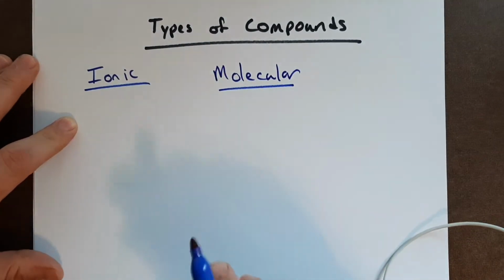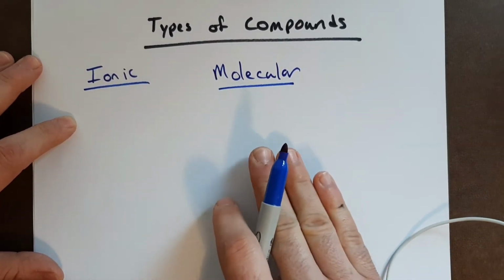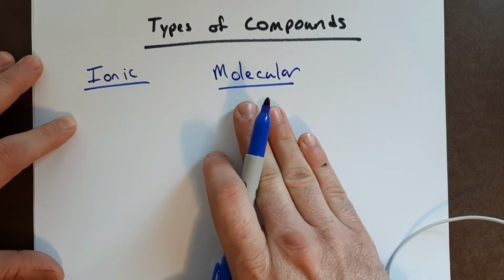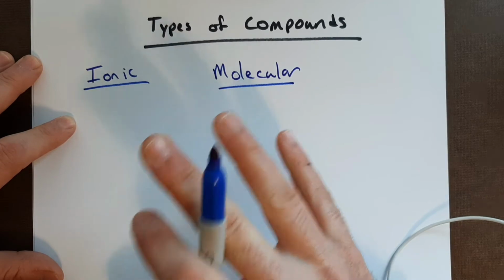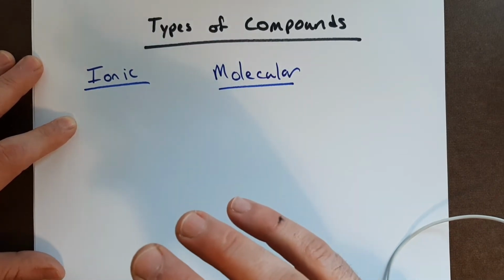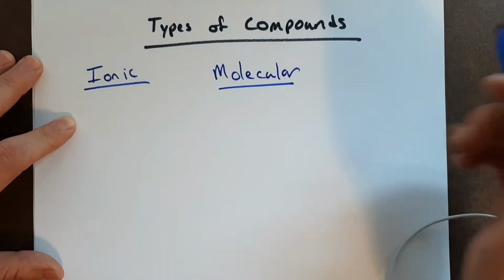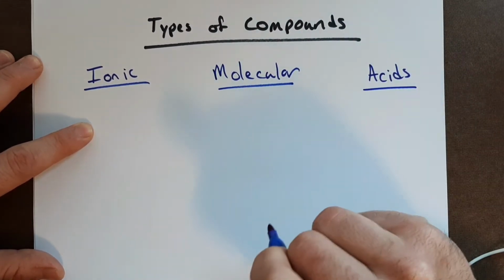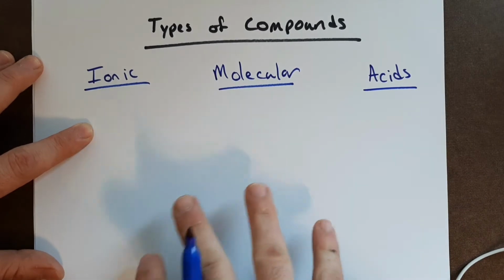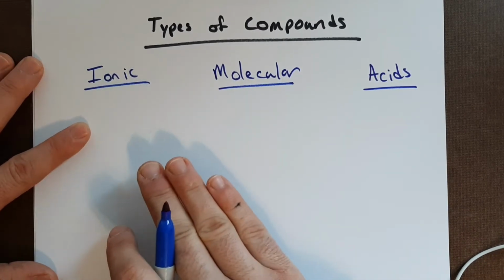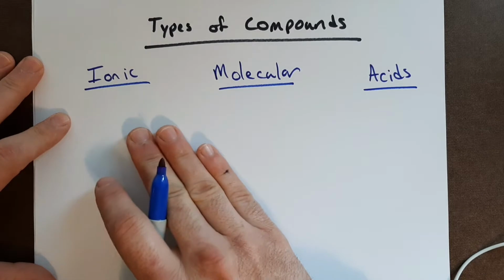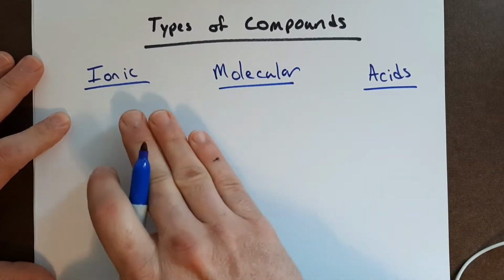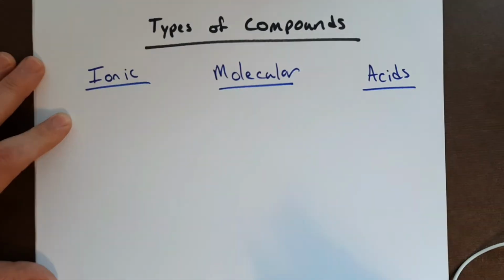We're going to add one category to this, and these are things that actually could be within one of these 2 categories. Usually they're within the category of molecular compounds, but they have special behaviors that we want to focus on all on their own. So we want to give them special names, and those are acids. So we're going to learn 3 basic naming schemes, and the very first thing we need to do is be able to determine whether something is an ionic compound, whether it's a molecular compound, or whether it's an acid, because that will dictate how we go about naming it.